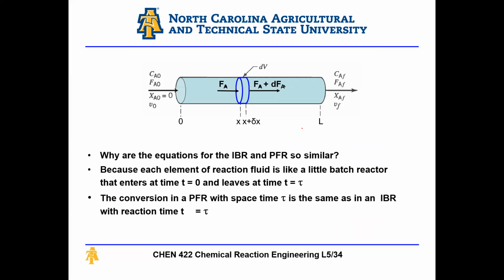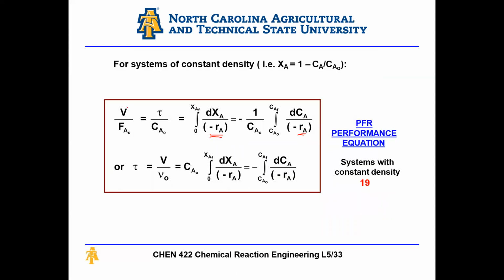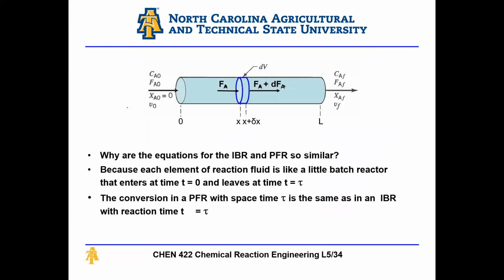And then you need to know, if it might come as a multiple choice question, why are the performance equations for the IBR and PFR so similar? If you recall the performance equation for PFR, we said tau is equal to CA naught integral dXA over minus RA. This is for a PFR, whereas for an IBR, the performance equation is t is equal to CA naught integral dXA over minus RA. You can see that they are very similar, almost identical.